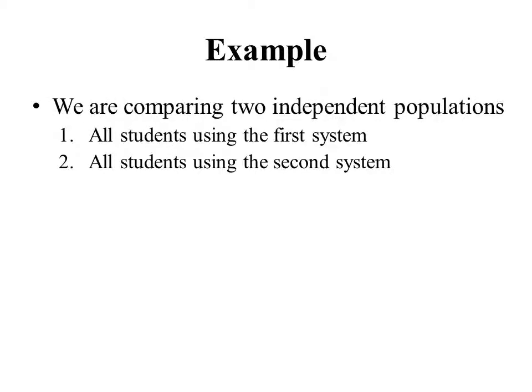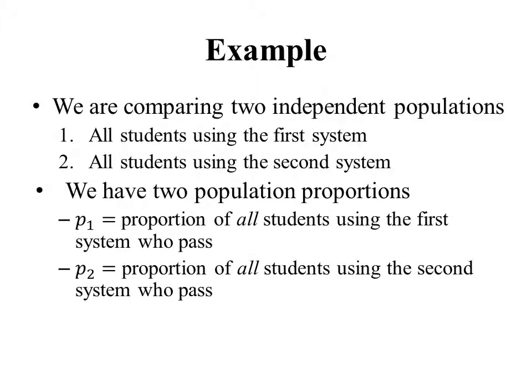Okay. And so let's make a couple of observations here. First of all, we are comparing two independent populations. We're really interested in all students using the first system and all students using the second system, not just the few students in our two samples who use those systems. We're interested in all students. So we have two populations that we're interested in. And they're independent in the sense that what happens to one population has no effect on what happens to another population.